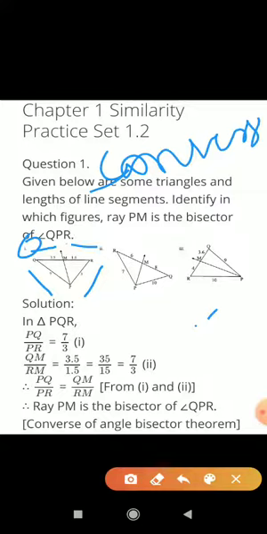So take PQ divided by PR. PQ upon PR is equal to, PQ is 7, PR is 3. So PQ upon PR is 7 by 3. Now take QM upon RM. QM is 3.5, RM is 1.5. Simplify this one. So 3.5 divided by 1.5.